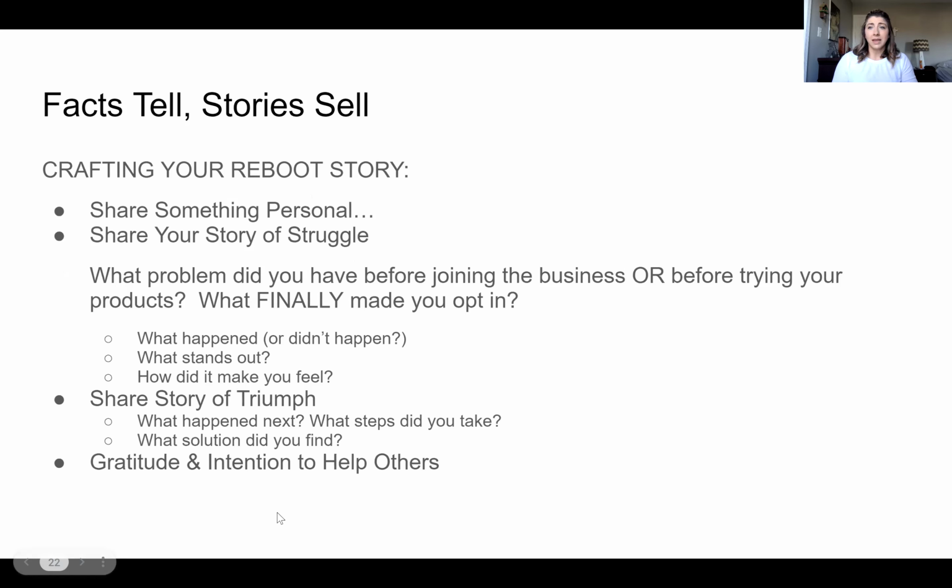So let's talk about getting started with this. If you are not sure how to attract people to you, or you're just getting started or maybe rebooting, we want you to create your story, because honestly, facts tell and stories sell. So we are going to talk about crafting your reboot story, or if you're just getting started, crafting your introduction story. This is going to be useful on social media platforms as well as in your parties, whether that be virtual or in person. And to craft your story, you're going to want to share something personal.